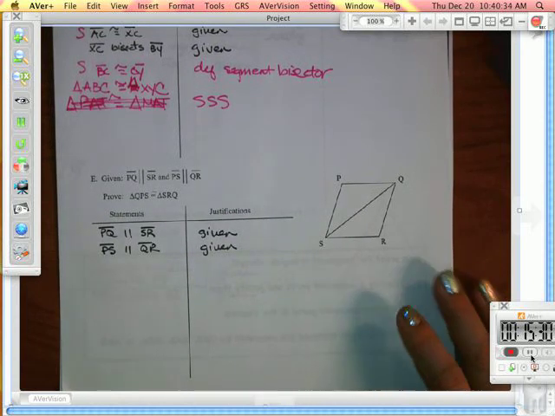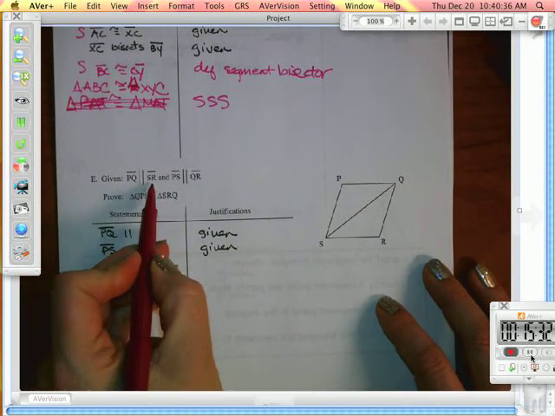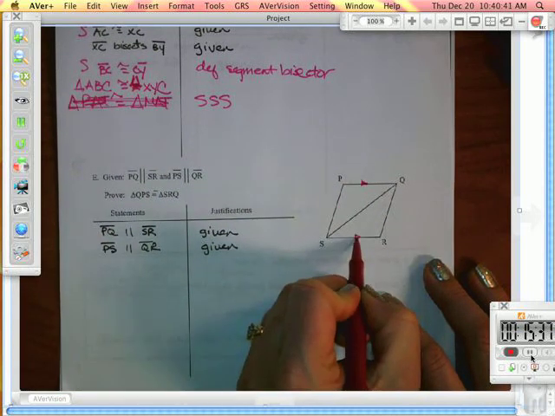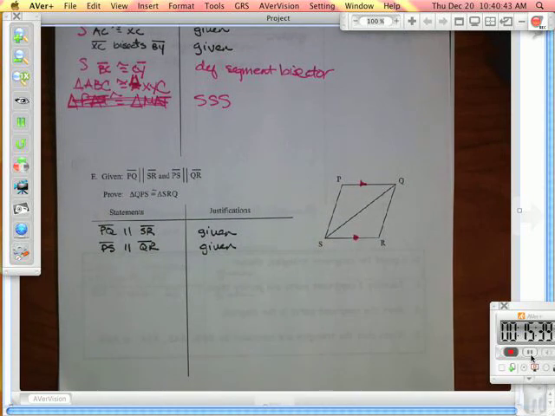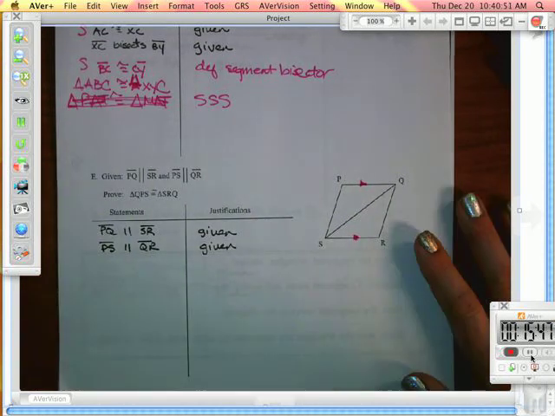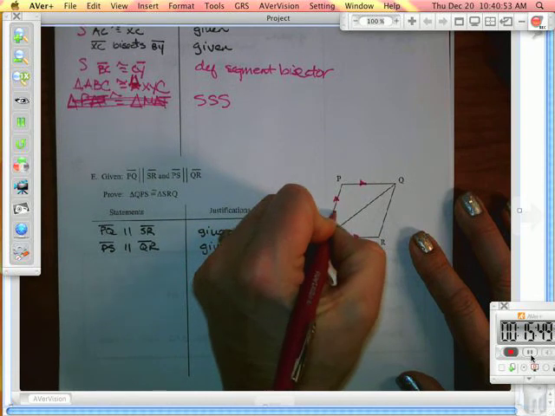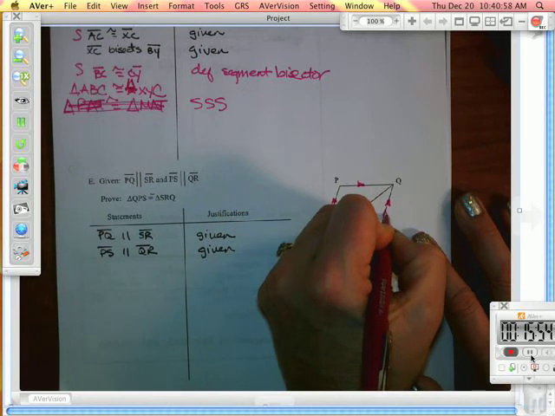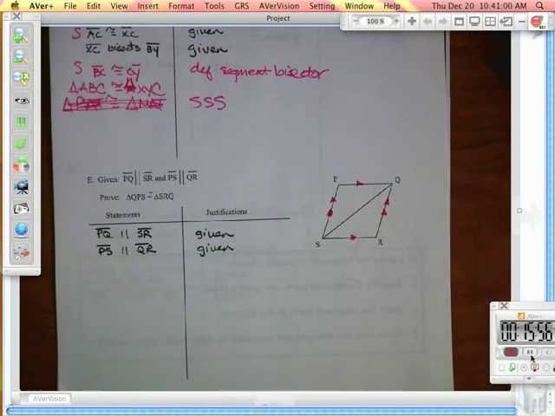So, if PQ is parallel to SR, if I have parallel lines, I should start thinking right away, what about the angles? If I have parallel lines, Tristan? If I have parallel lines, I should start in my mind thinking, oh, I'm probably going to have to work with what kind of angles? You guys know? Alternate interior angles.